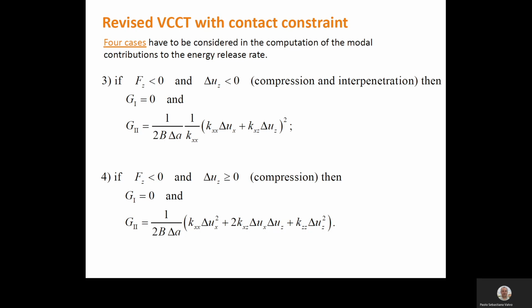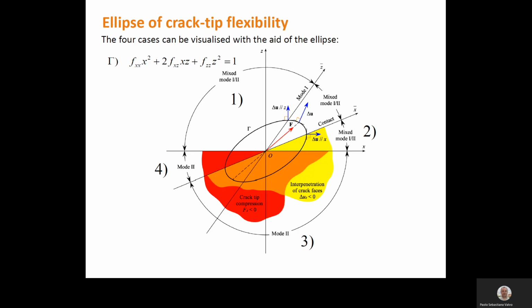And lastly, case 4 is when the crack tip normal force Fz is negative, but the relative displacement delta Uz is positive. In this case, we have compression at the crack tip. Again, we are in pure mode 2 conditions. G1 is equal to 0, but G2 has a different expression as given here in this slide. The 4 cases, 1, 2, 3, and 4, correspond to the white, yellow, orange, and red regions in the ellipse plane.